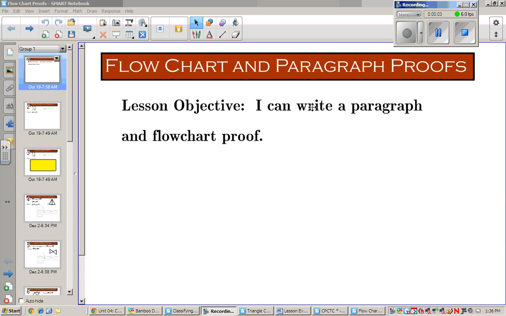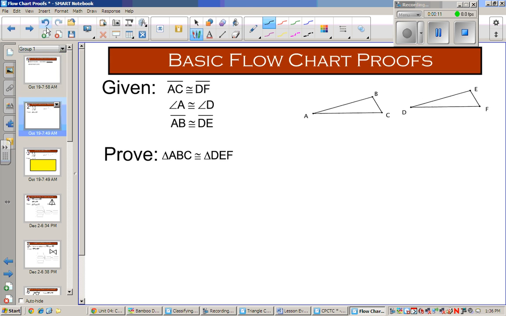Hello, the objective today is to say I can write a paragraph proof or a flowchart proof, and actually we're just really going to look at a flowchart proof. The basic flowchart proofs are not going to be doing too much different than what we were doing for our previous assignment. If AC is congruent to DF, angle A is congruent to angle D, and AB is congruent to DE, why are these triangles congruent? Hopefully you're saying SAS, so that's why we know they're congruent.